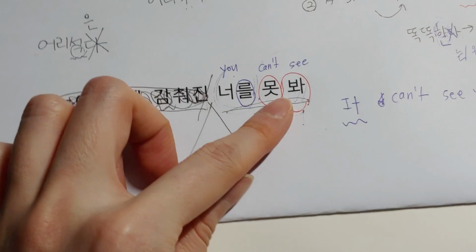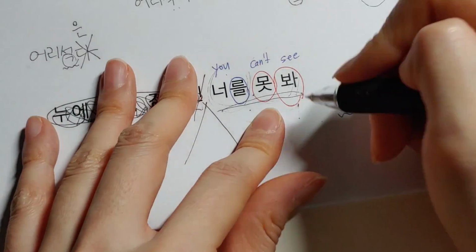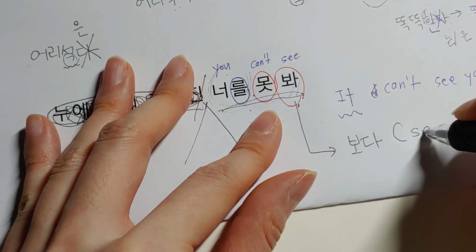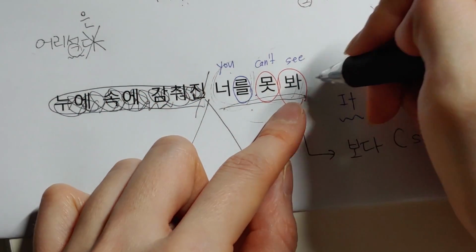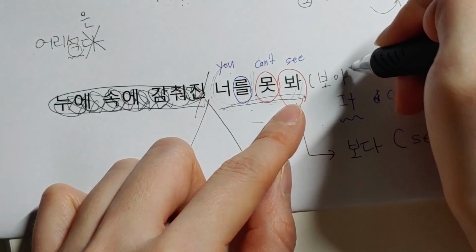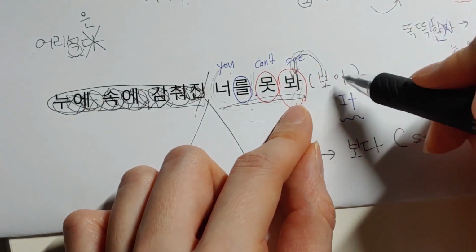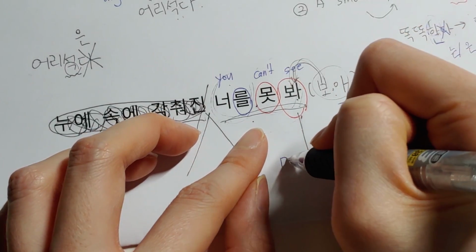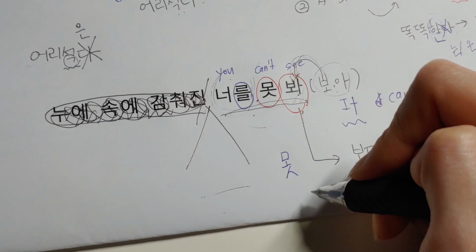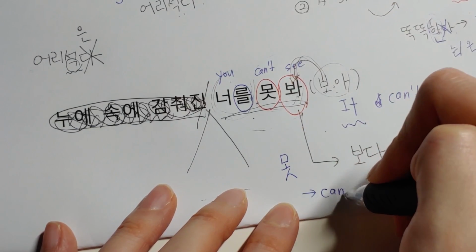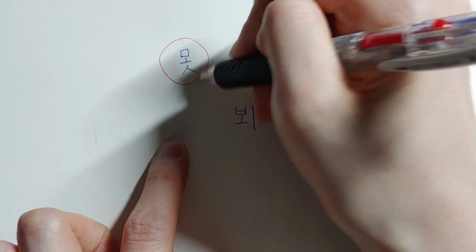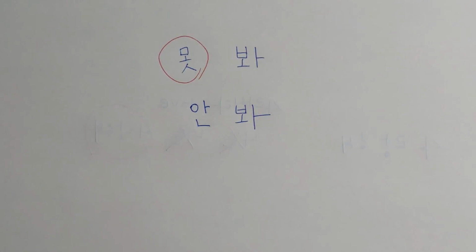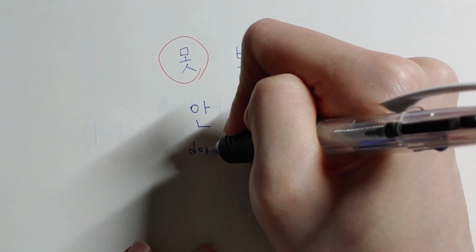So first, the verb 봐 comes from the base verb 보다, which means to see, and 봐 or 보아. So 봐 is the abbreviated form of 보아, so both are grammatically acceptable. And when you add 못 in front of the verb, it adds the meaning of can't. And other than 못, another way to negate a verb is by putting 안, which means don't.